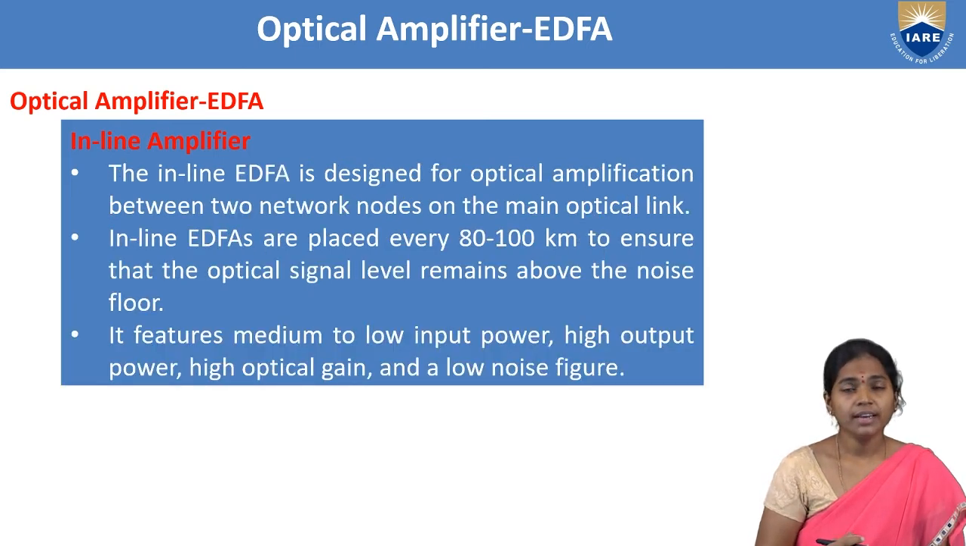In line amplifiers, the inline EDFA is designed for optical amplification between two network nodes on the main optical link. Two network nodes means transmitter and receiver. Between this transmitter and receiver, we are connecting these line amplifiers. In line amplifiers, EDFAs are placed every 80 to 100 kilometers to ensure that the optical signal level remains above the noise floor. Its features are medium to low input power, high output power, high optical gain, and low noise figure.